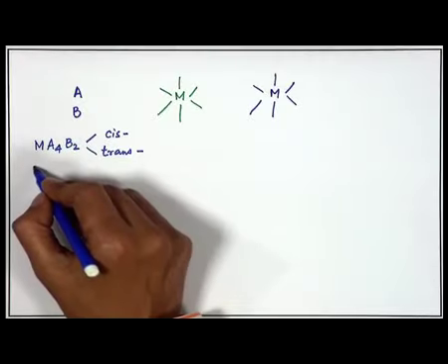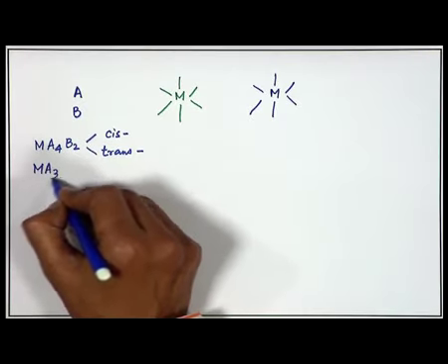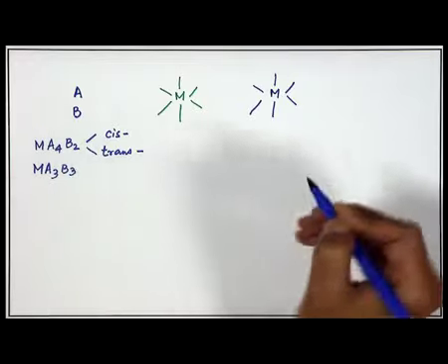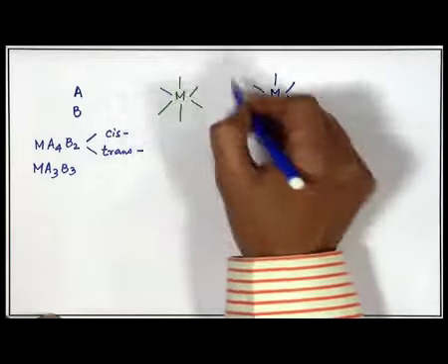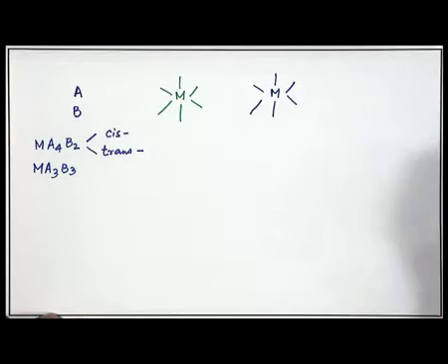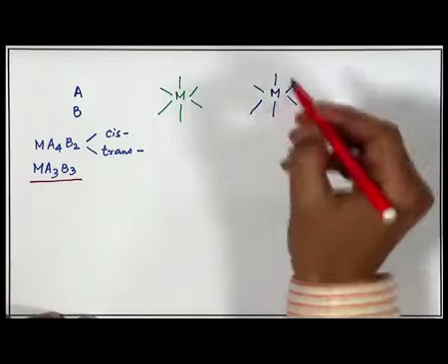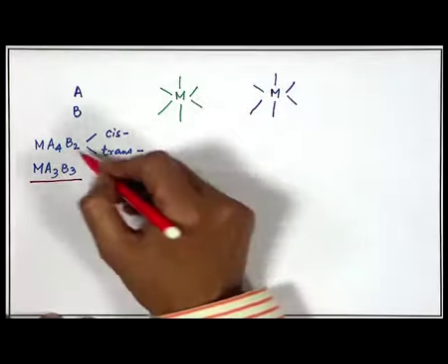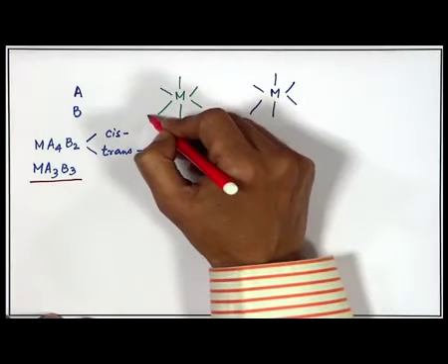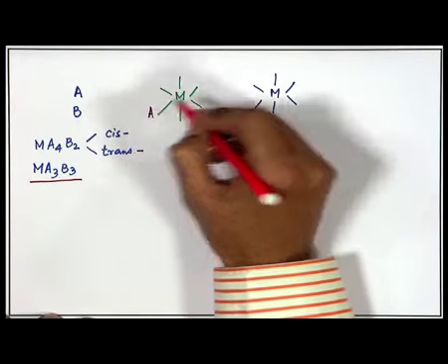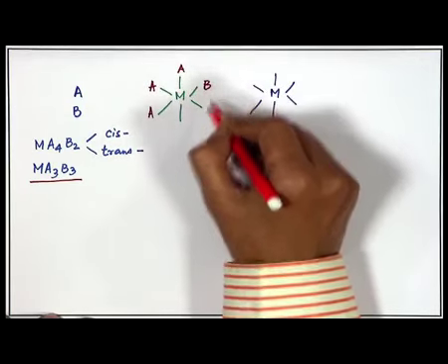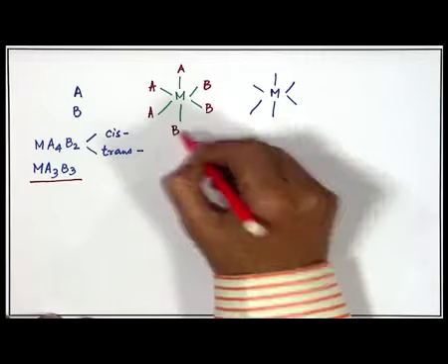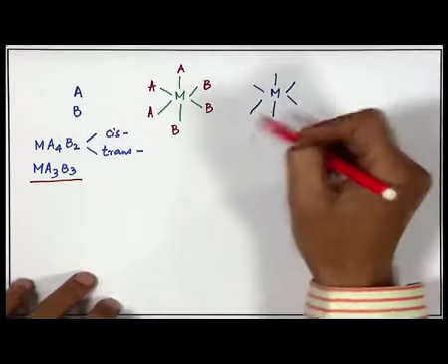Similarly, if the other compound is MA3B3 type, now the question of trans and cis will not come into the picture. So, we can have two orientations. If we simply try to write it, we have to write these three. So, we can write it as A, A, A and B, B, B. So, this is one particular orientation.